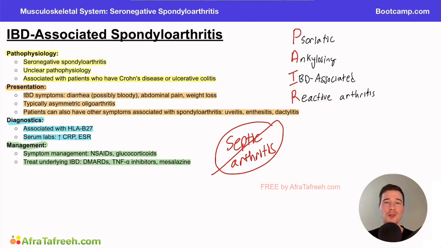Diagnostics here, again, not super helpful. This is a clinical diagnosis. This is a diagnosis of exclusion. Management is really going to be based around symptom management for an acute flare or dealing with the underlying chronic condition, if that is the inflammatory bowel disease after all.